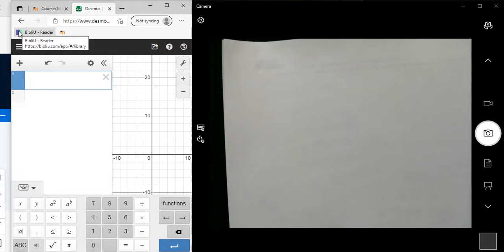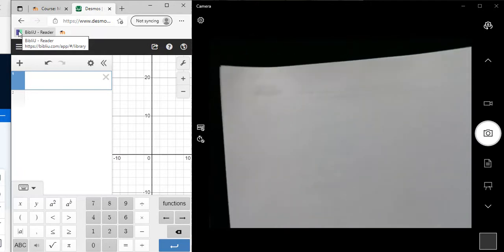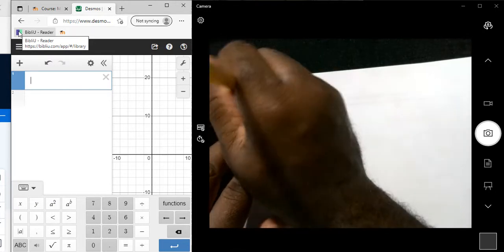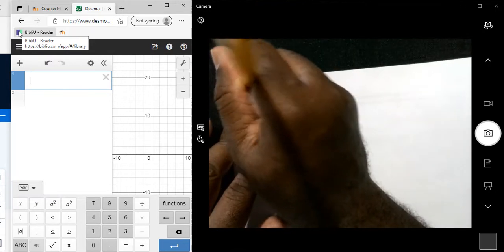So 1 through 5 odd. I think I'll do 3 and 5. Yeah, 3 and 5 are kind of lengthy, so that might prove to be pretty good. All right, so number 3, and it goes from A through E. So 3A.